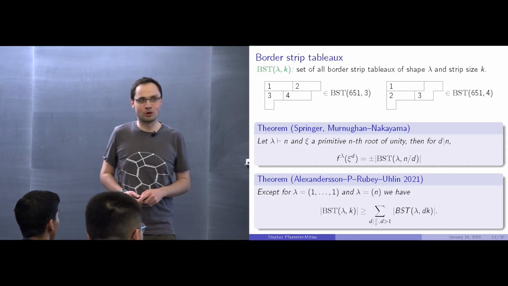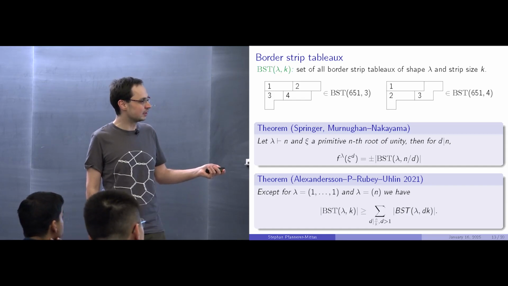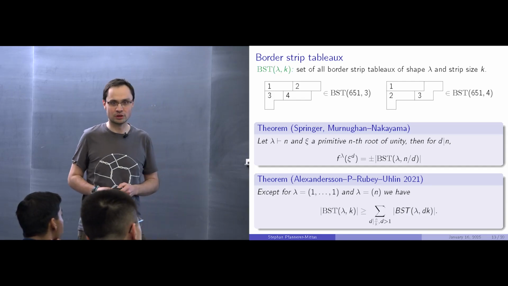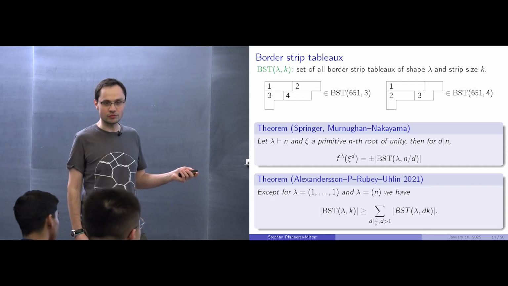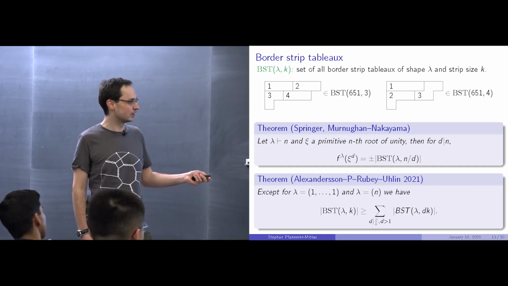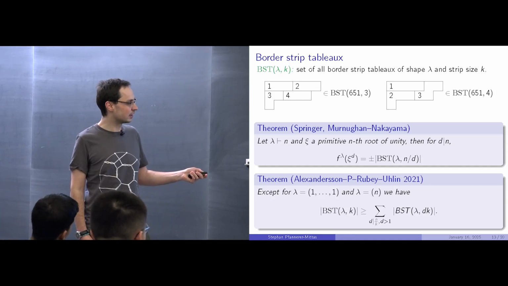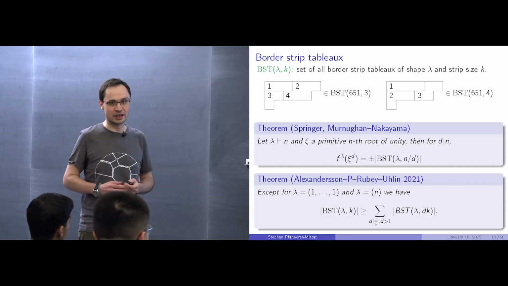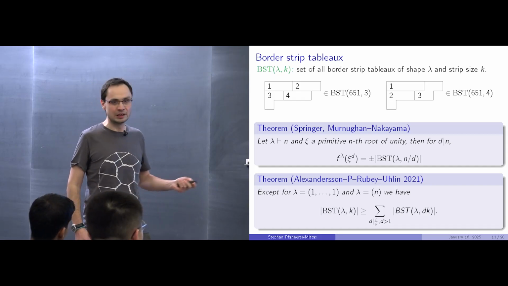And then we proved an inequality bounding the number of border strip tableau with a fixed strip size k. A lower bound for this is given by adding up all the numbers for border strip tableau where you consider strip sizes that are multiples of k. So for instance, if k equals 1, you get single cells. So here you would have the number of standard Young tableau. And this theorem says the number of standard Young tableau is bigger than the number of all the border strip tableau where I have a strip size strictly bigger than 1.